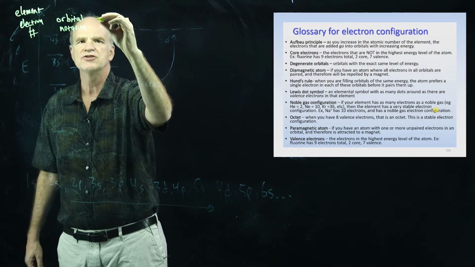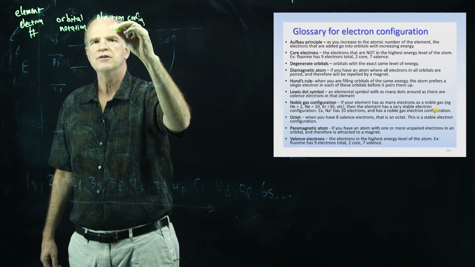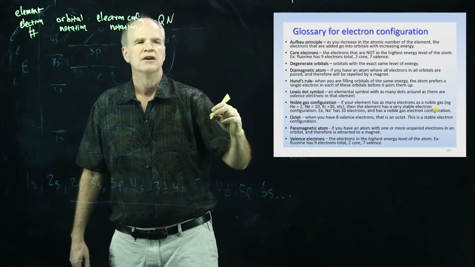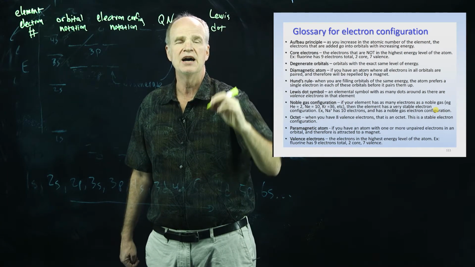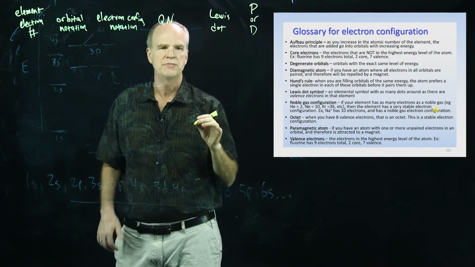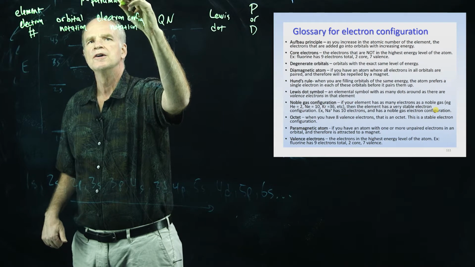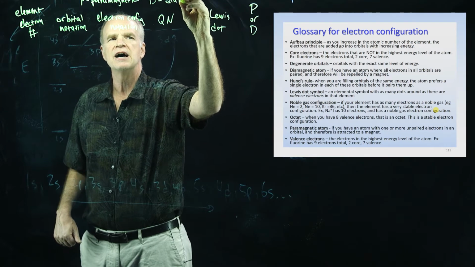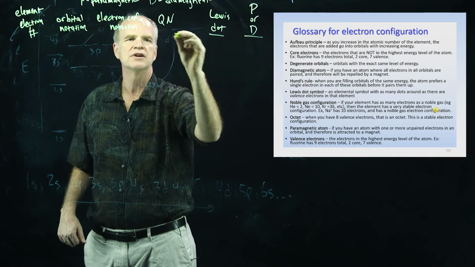And then I want to write electron configuration notation. Then I'm going to write Qn for quantum numbers. Then I'm going to write something called Lewis dot. I'll explain what that means in a minute. And then I'm going to write the abbreviations P or D. P means paramagnetic, and D means diamagnetic. Looks like I spelled it right. Amazing. Okay, so I'm going to put little lines here.